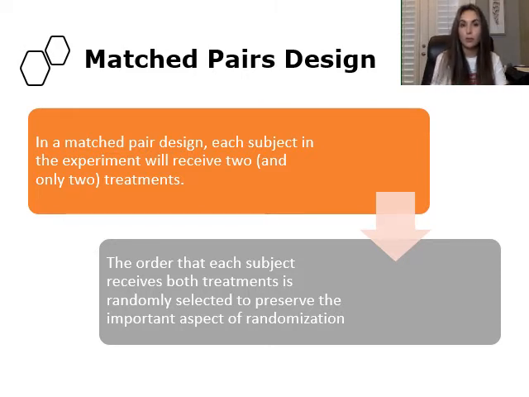Matched pairs is a type of experimental design where each subject in the experiment is going to test both treatments. So they will receive two treatments and are not going to be put in either this treatment or this treatment. They will go through both treatments. Now, to preserve randomization, the order in which they receive those treatments will be randomized. So a group will be randomly selected to do treatment A first, but then after treatment A, they will also receive treatment B, and then the other group would have been randomly assigned to do treatment B first, and then will eventually also do treatment A.